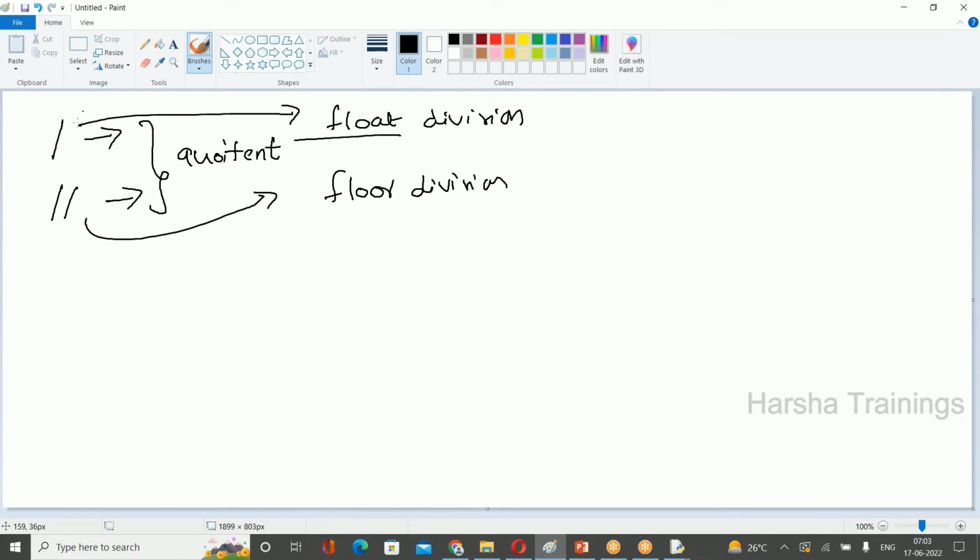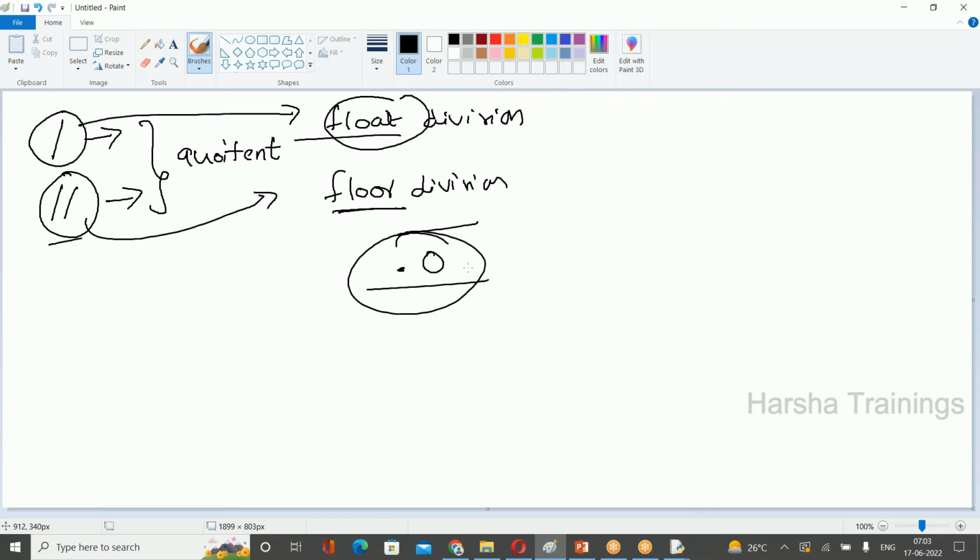Float in the sense after performing the division operation, the result is in floating point. That is, it performs exact division. So double slash in the sense it will convert the number into a floor number and then perform the division. Always the answer is integer if both are integers. If at least one is float, the answer is float. But after the decimal point, the only value is 0, whatever the value we have.